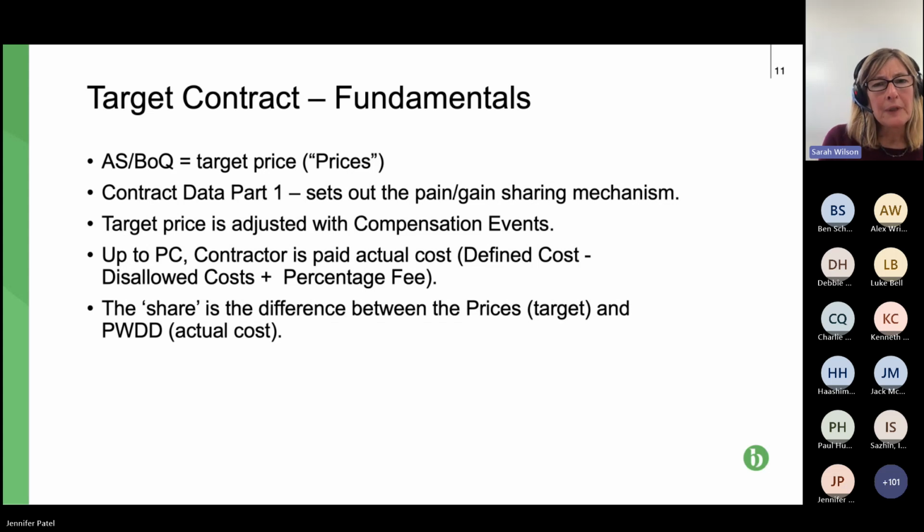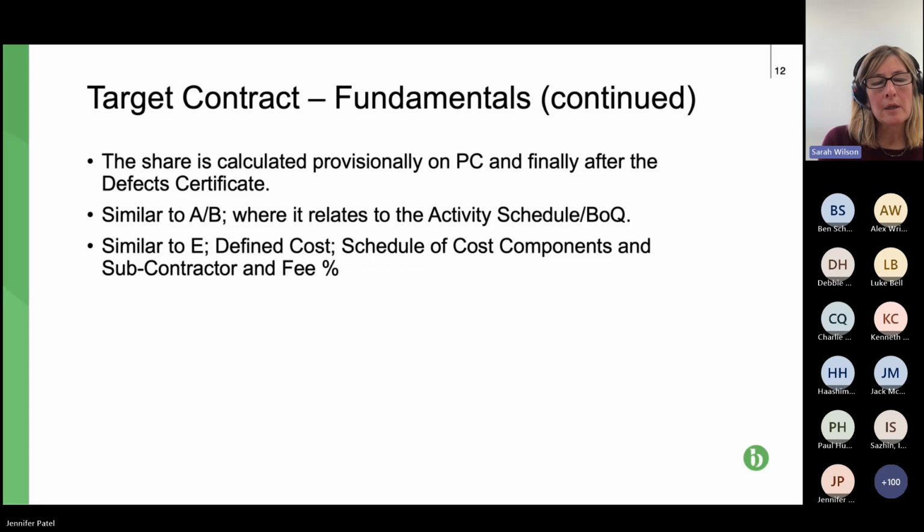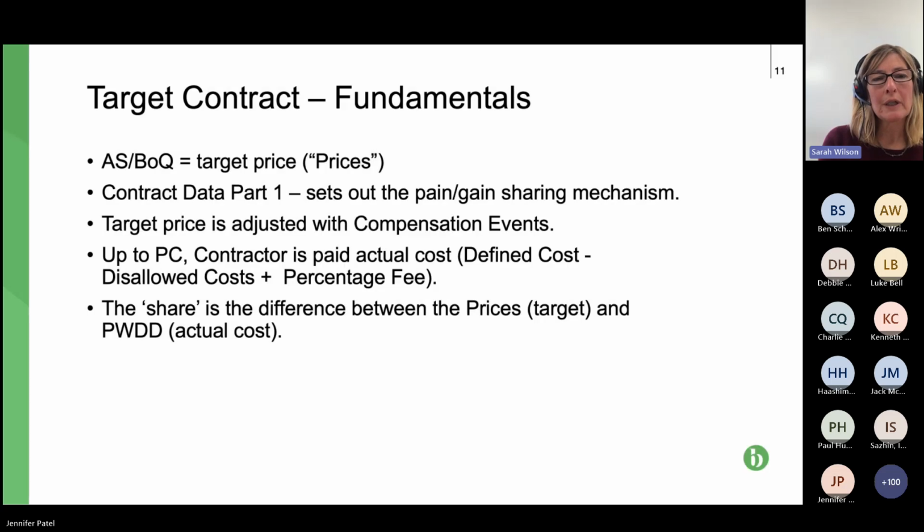So I think we've probably covered this. So target contracts, some of the fundamentals. So the target price. Oh, sorry, can we just go back, Jen? Thank you. So we've got the AS, the activity schedule and bill of quantities, sets the target price. I call it target price, but the language in NEC is they call it the prices. I just find the terminology sometimes doesn't necessarily say what it means.